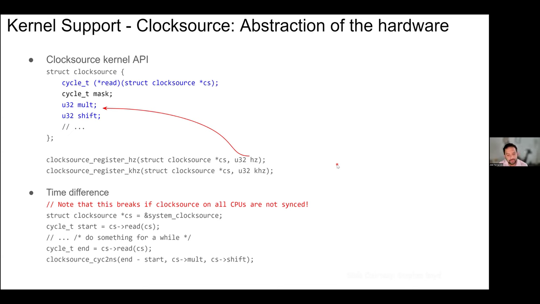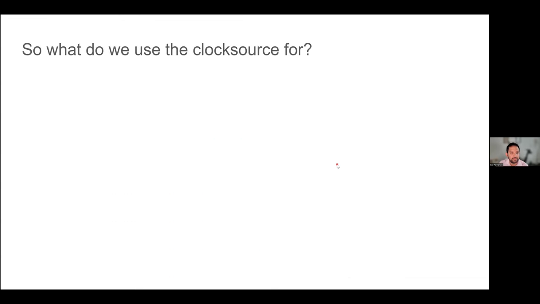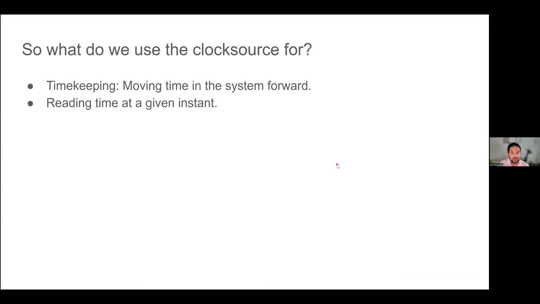The kernel goes through efforts to make sure that the clock sources are in sync, in the case of x86, the TSC. And there are protocols that it uses to make sure that everything is working properly and that it can trust the TSC. So what do we use the clock source for?